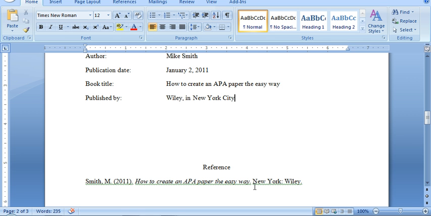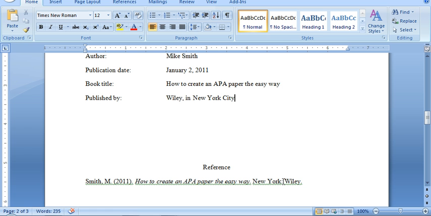Next in our reference comes the title of the book. Now with books, it's a little unusual insofar as the title only uses sentence case. That means that we only capitalize proper nouns. We do not capitalize every single word of the title the way that we do with journals or magazines or even websites. We also make sure that the entire book title goes into italics. That's pretty important. Next in our reference for a book comes the city of publication.